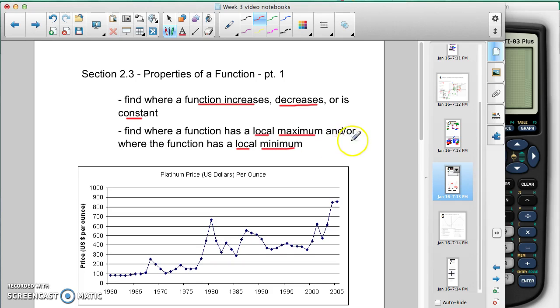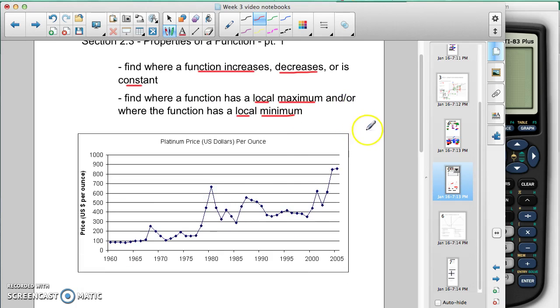Now I just generally picked up a function off the web. This was the platinum price in dollars per ounce from the years 1960 to 2005. We have a graph of the prices, and it's connected with lines. What we're doing is looking at when the function increases, so we're looking at intervals where that occurs, along values on this axis.